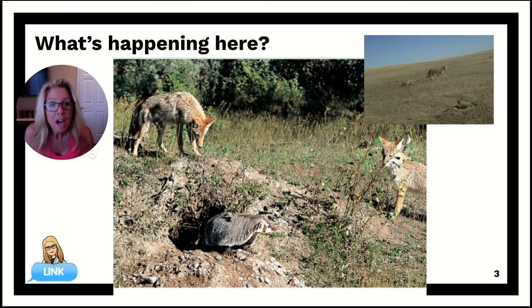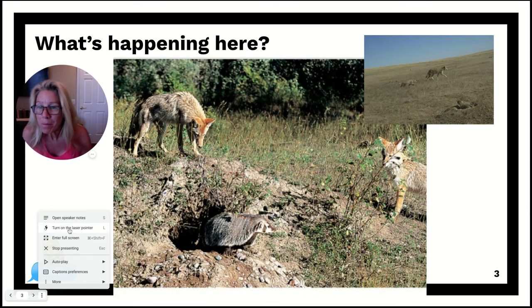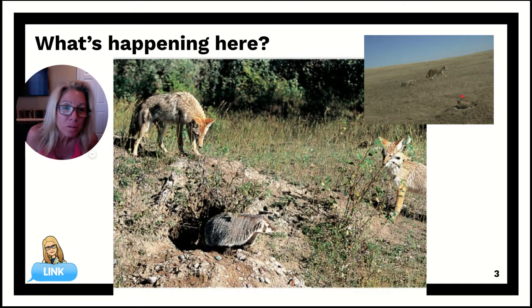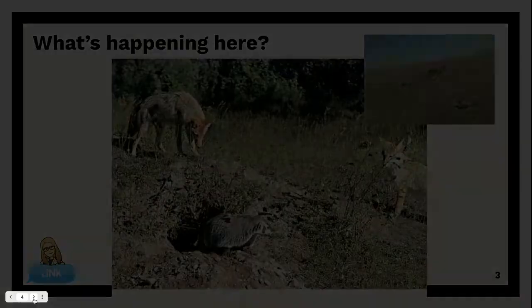So in this picture in the top right-hand corner, in just a second, I'm going to get a pointer. There we go. You can see there's a prairie dog right here watching them. And what happens is the coyotes are a lot faster and they can chase the prairie dogs above ground. But then when the prairie dogs go down in their holes, the badgers are better at digging, so they work collaboratively. Even though they're in competition with each other, they have better odds if they work together. And sometimes one gets a meal and sometimes the other. There's a link here if you'd like to learn a little bit more about that.